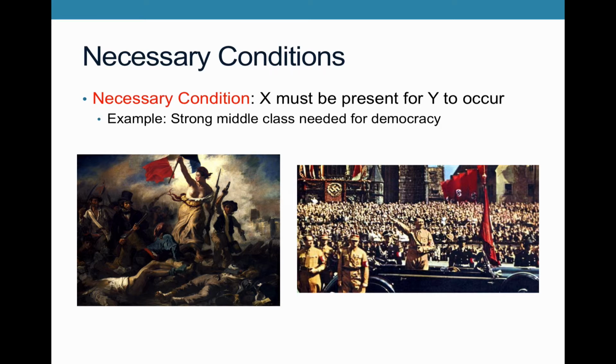So here, this is a necessary condition, to have this middle class. It's not a question of having a little bit more middle class leads to a little bit more democracy. Unless you have this core middle class, democracy will be impossible.